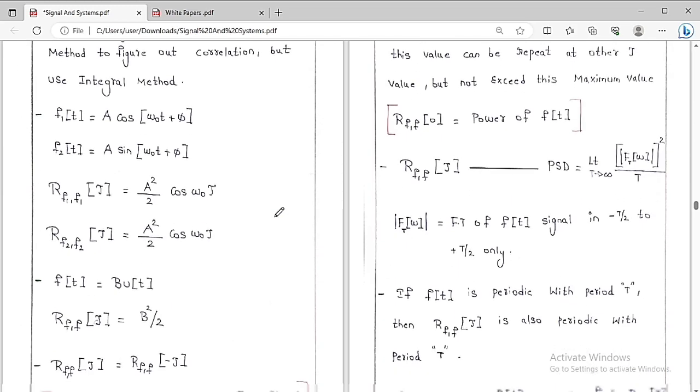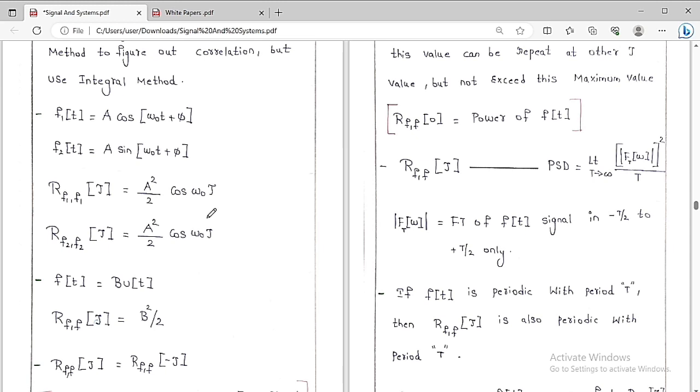Now the next point is, suppose there is a function f1 of t, which is equal to A cos of omega naught t plus 5. Definitely we can say this is a periodic signal. And f2 of t is equal to A sin of omega naught t plus 5, which is also a periodic signal. The only difference is that one is cos and the other is sin.